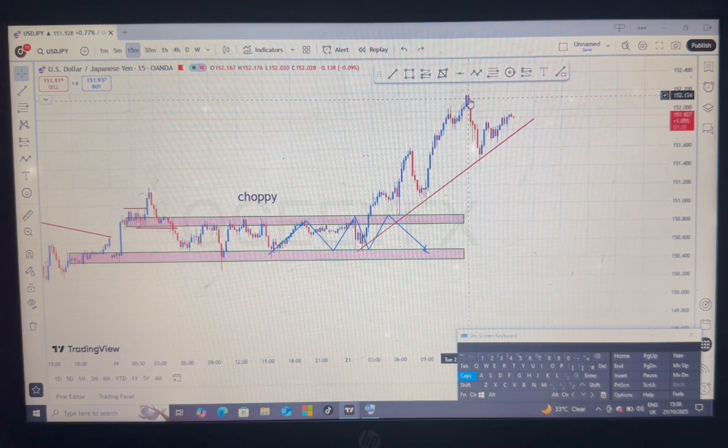So I've touched the uptrend, I've touched the downtrend, and we are done with the choppy market. So I'm glad I'm able to cover these three aspects in the chart pattern. There are different types of chart patterns, but these are three main aspects that you should know.